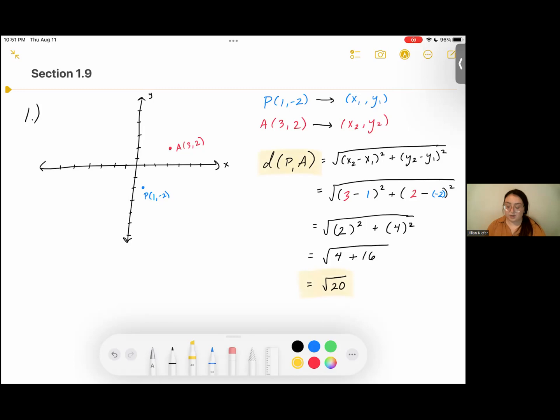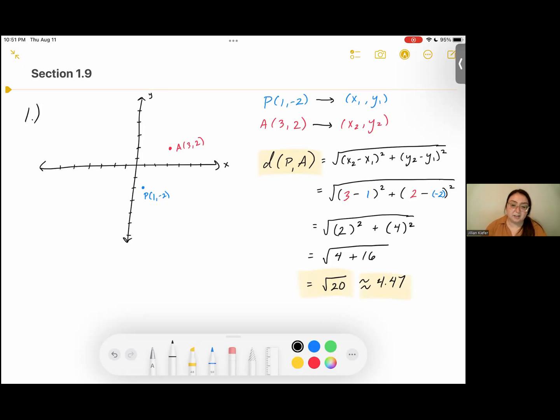Now, this answer is correct, but if you need your answer in decimal form for the homework, or if you're doing any sort of comparisons and you want to know an actual number instead of a square root number, you can go ahead and calculate that decimal. If you do that, you should get that the square root of 20 is about 4.47. So this answer is also correct for your distance. Do whichever one you prefer.